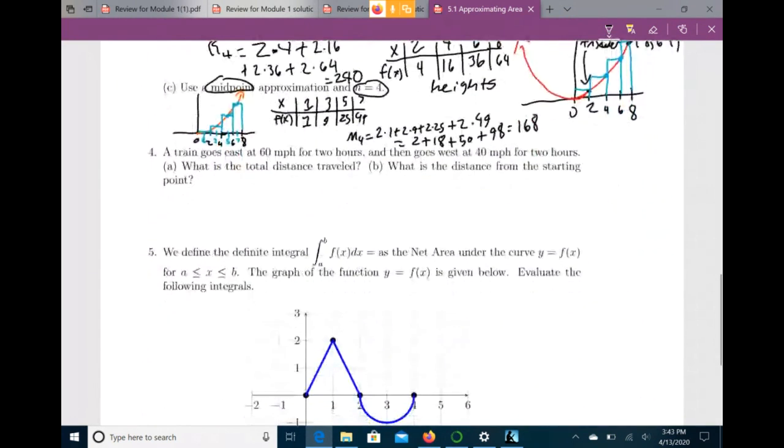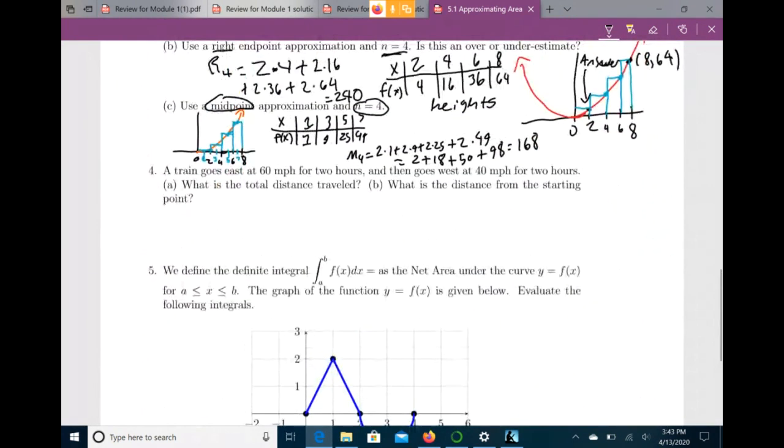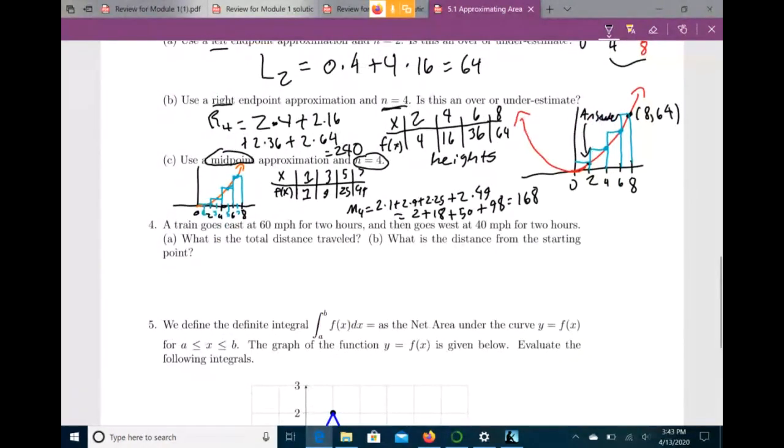All right, so let's see. So we have to move a little bit quick through these last couple things. So the next one says that a train goes east at 60 miles per hour for 2 hours, and then goes west at 40 miles per hour for 2 hours. So say that east is the positive direction, and west is negative.